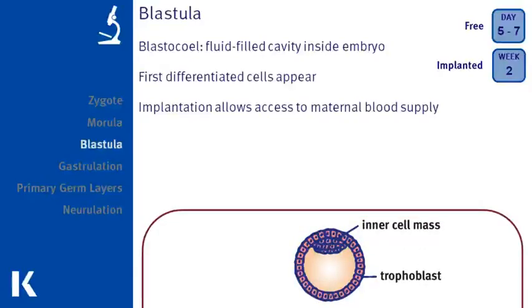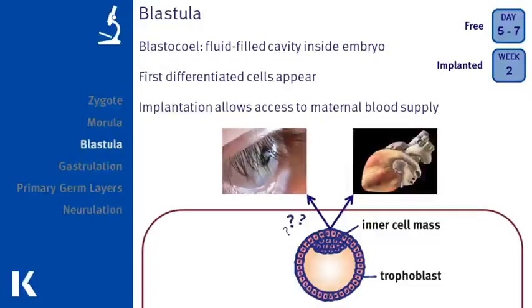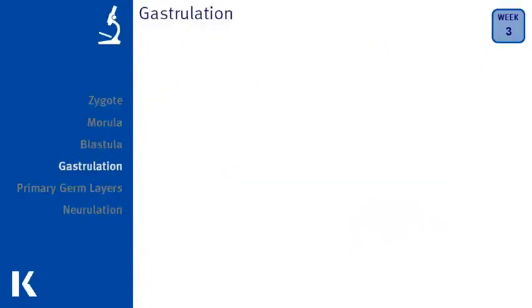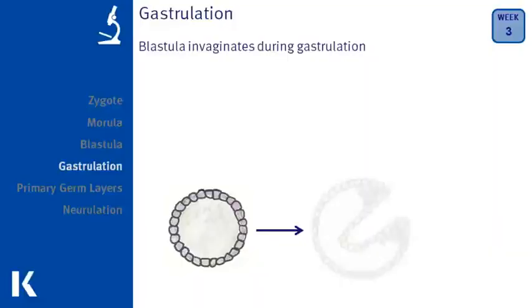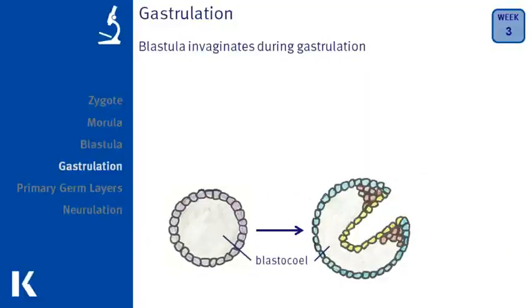And now our organism has access to tons of nutrients from the mother. Now our organism can grow and develop, and its cells can differentiate even further to become tissues like the eye and heart. Over the next couple of weeks, the organism continues to grow implanted in that endometrium. Around week 3, gastrulation occurs, and the inner cell mass of the blastula caves inward to form a tube.